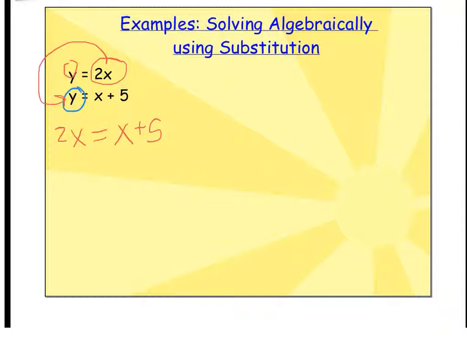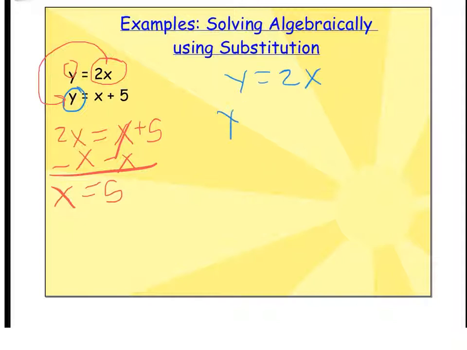So from here we just solve like we normally would. So I'm going to subtract x. I get x is equal to 5. Awesome. I have one variable solved for. Now I need to solve for my second one, which is y. To solve for y, I can go back to either of my original equations, so I could use y equals 2x or y equals x plus 5. It doesn't matter. I'm going to go with the first one, y is equal to 2x. So y is equal to 2 times 5. Y is equal to 10.